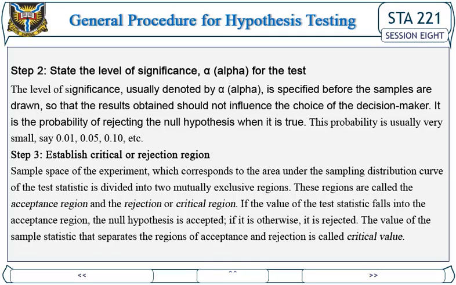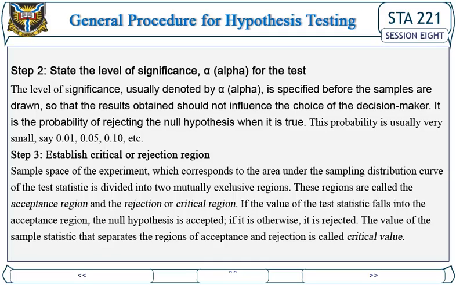Step 2. State the level of significance, alpha, for the test. The level of significance, usually denoted by alpha, is specified before the samples are drawn so that the results obtained should not influence the choice of the decision maker. It is the probability of rejecting the null hypothesis when it is true. This probability is usually very small, say 0.01, 0.05, 0.10, etc.